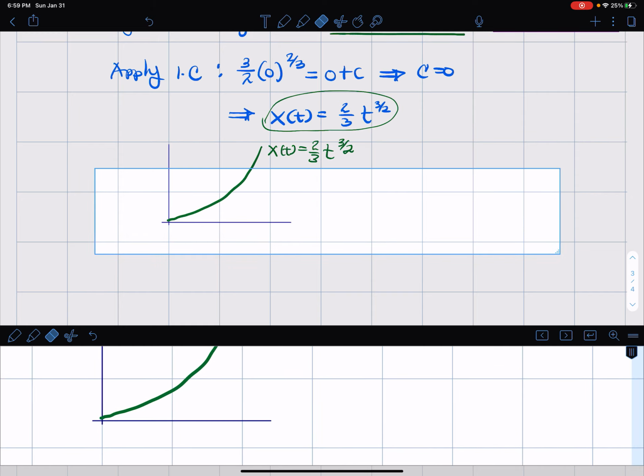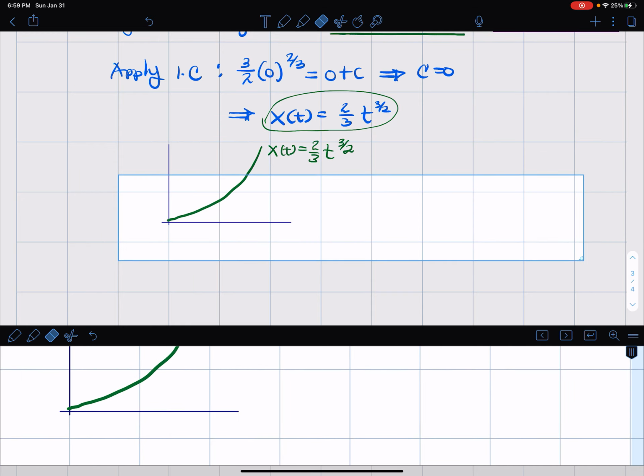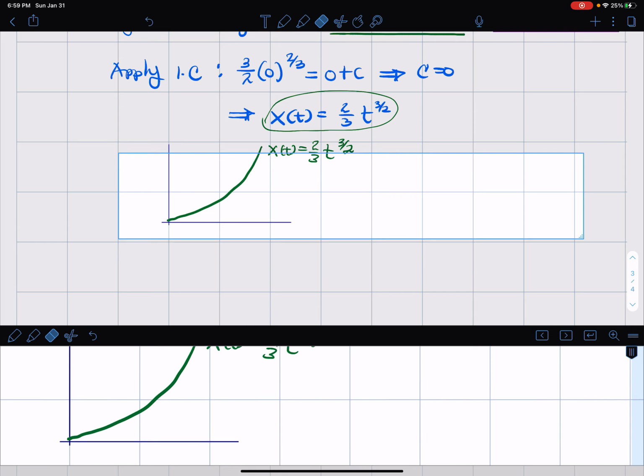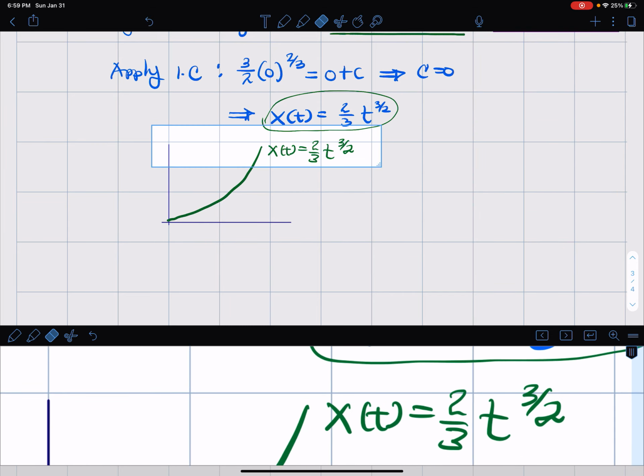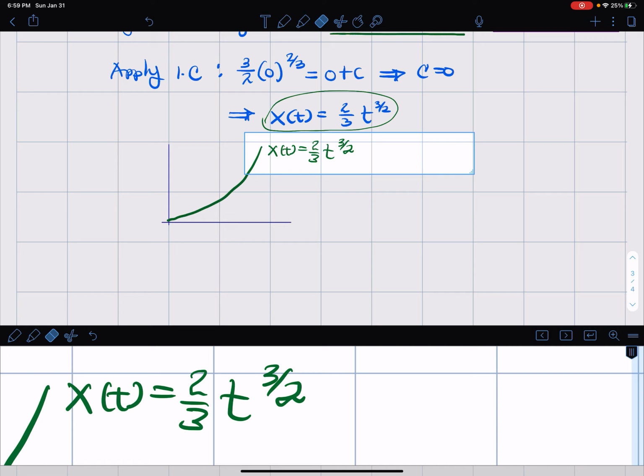Yeah, we needed that, but I didn't want to spend time doing that this video. So I just want you to verify that this is actually a solution. Take the derivative and plug it into the differential equation. You get that it's a solution.